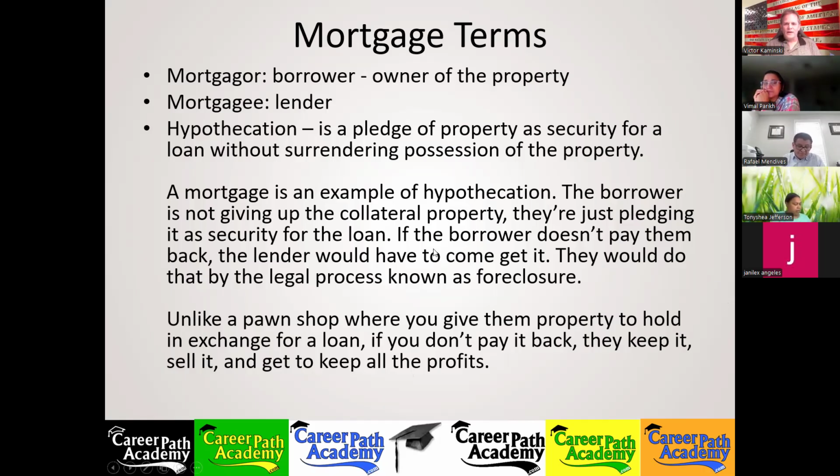All right, so let me continue reading off this definition here. The borrower is not giving up the collateral property. They're just pledging it as collateral or security for the loan. And if the borrower doesn't pay them back, the lender would have to come and get it. They would do that by the legal process known as foreclosure. Unlike pawn shops, where you actually give them the property to hold on to in exchange for the loan, and if you don't come back to pay back the money and pick up your property, they keep it, sell it, and they get their money back and profit. Got it. Okay? Much better.